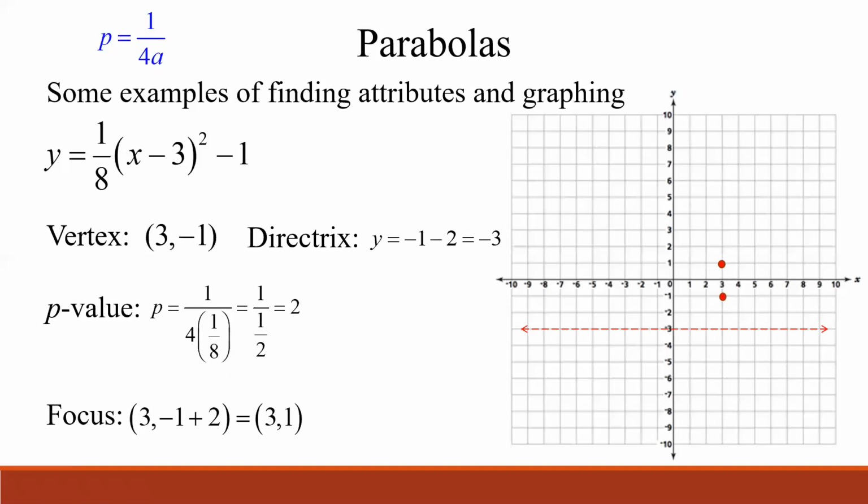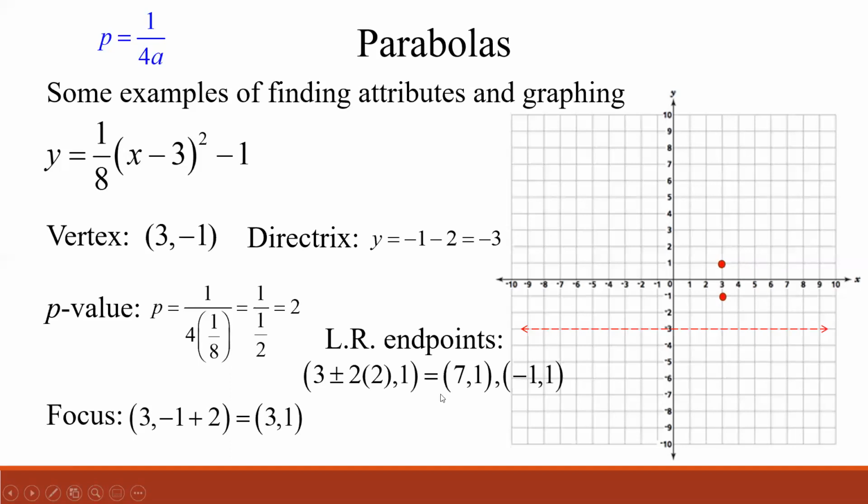The last things I have to find are the endpoints of the latus rectum, which I'm going to abbreviate LR. Remember, we go to our focus now. We're done with the vertex. We go left and right 2 times p. My p was 2, so 2 times 2 is 4. I'm going to go left 4 and right 4. Mathematically, 3 plus 4 is 7, and 3 minus 4 is -1. So those are my 2 points right there.